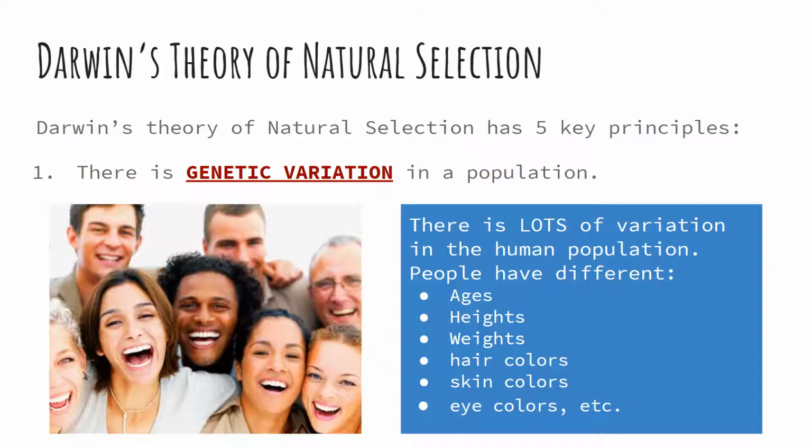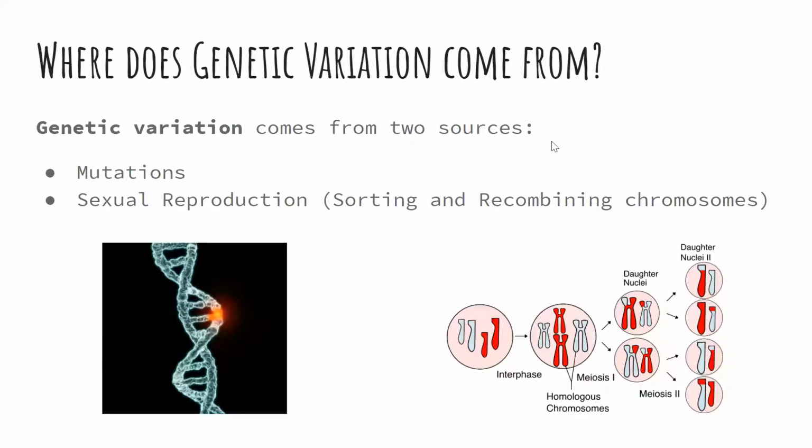There's a lot of variation in the human population. People have different ages, heights, weights, hair colors, skin colors, eye colors, and so many other differences about them. These differences in the human population come from mutations and sexual reproduction. Remember, mutations are those random changes in our DNA sequences or our protein sequences. And sexual reproduction, the process of combining gametes, the egg and the sperm, brings together different combinations of genes each time.